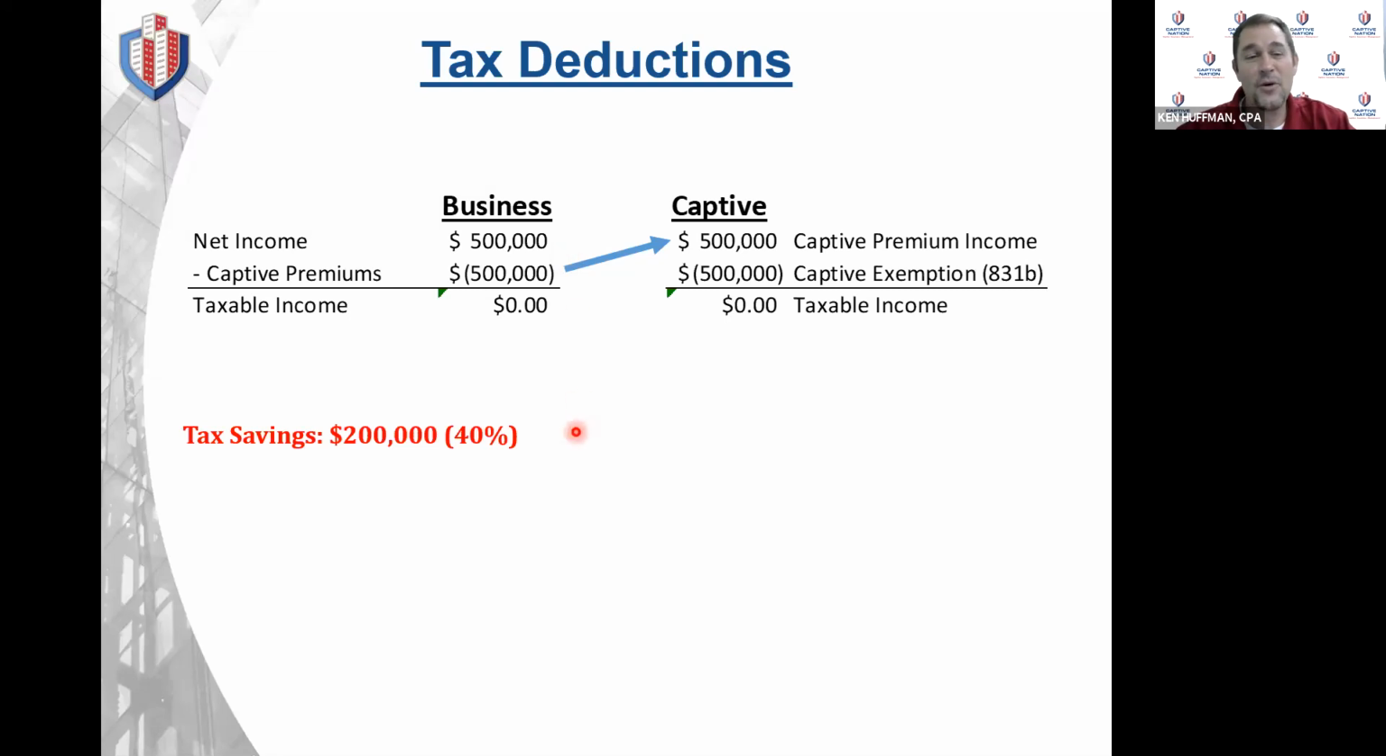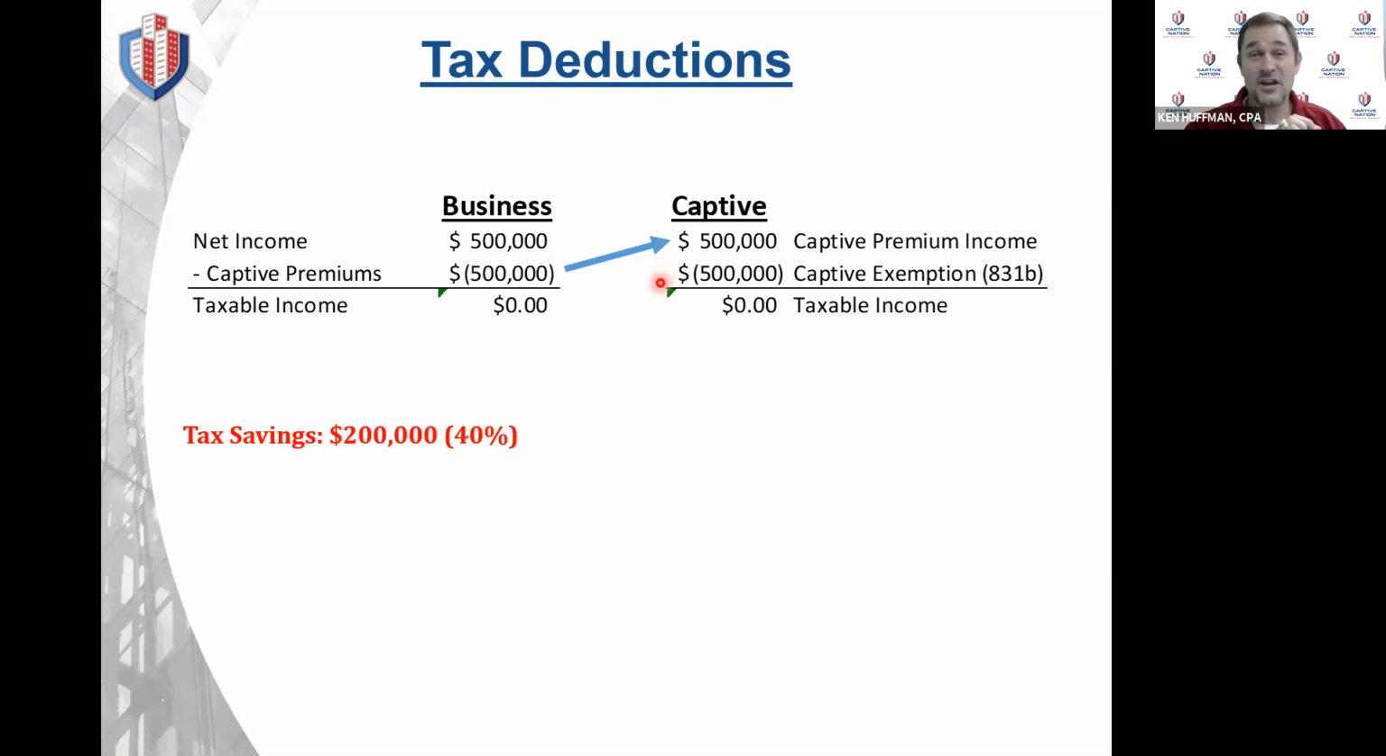Well, if you don't have a captive and you're in the highest tax bracket, you're going to be writing a check for about $200,000. That hurts big time, right? You've got $300,000 left. Or you could do a captive, get all kinds of policies that cover your business, right? The rental income replacement, the key employee, key contract, all that stuff. That $500,000 could go into your captive.